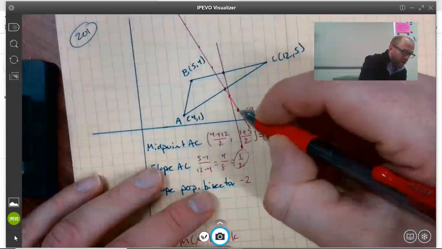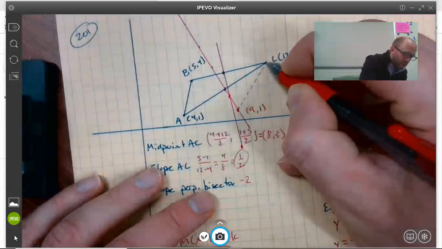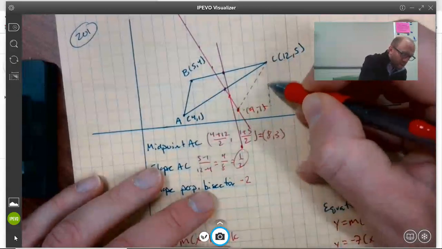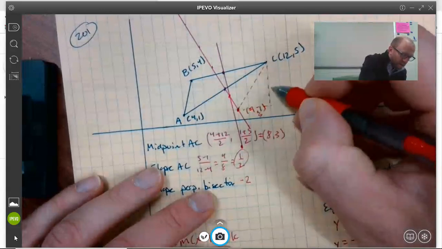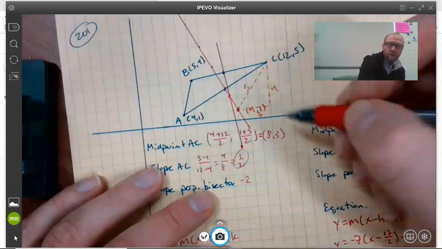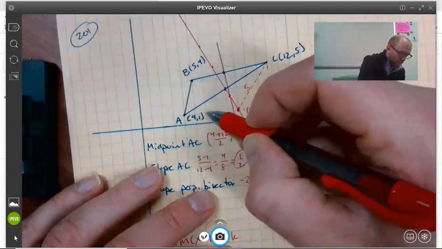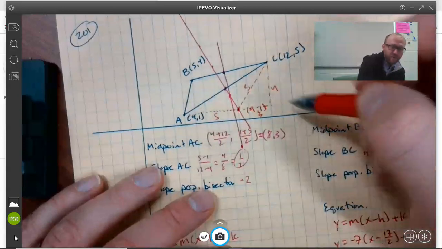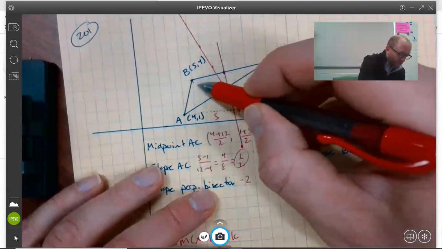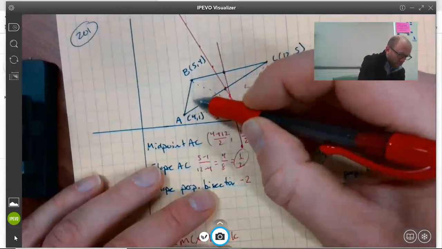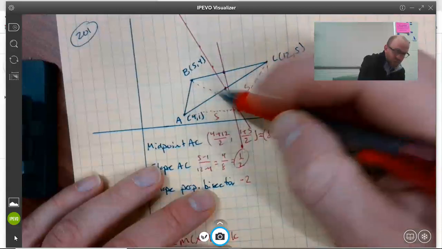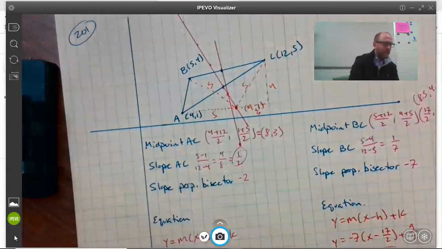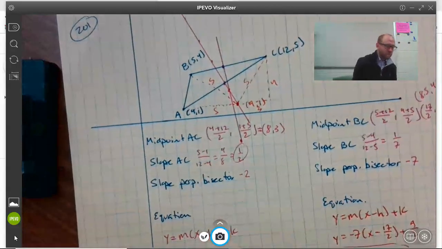And we'll check. Drop down here. That is 3, 4, which makes that 5. 1, 2, 3, 4, 5. That's 5 units to A and 5 units to C. And from here, it's 1, 2, 3, 1, 2, 3, 4. So there's that 3, 4, 5 triangle again. 5 units to B.